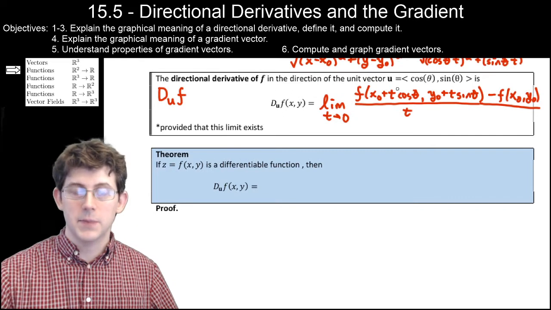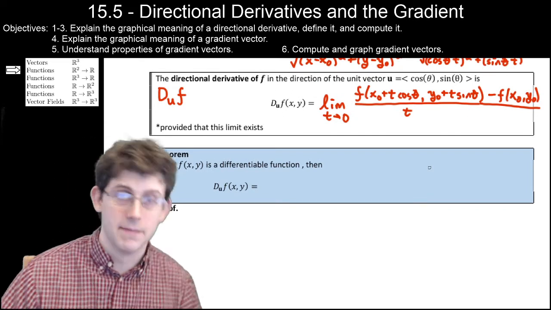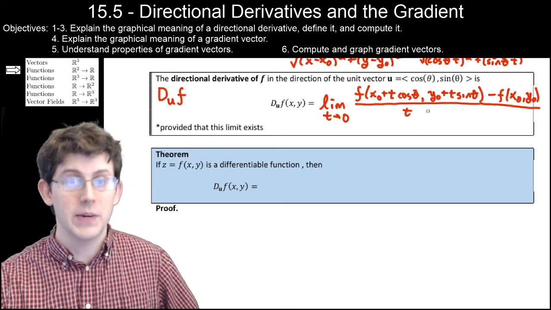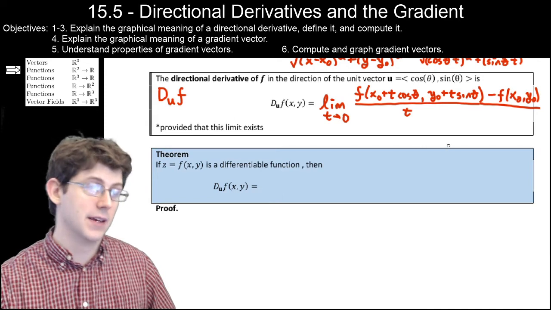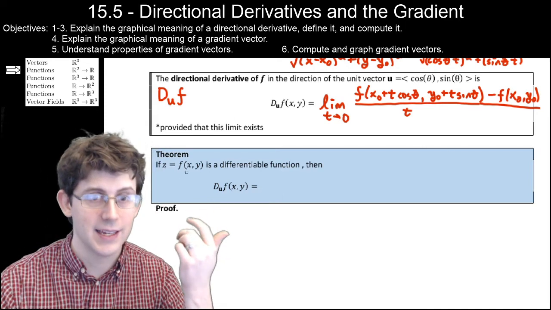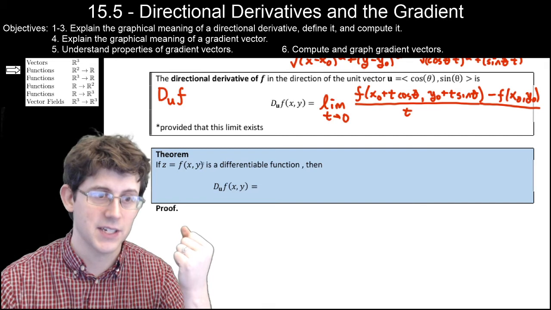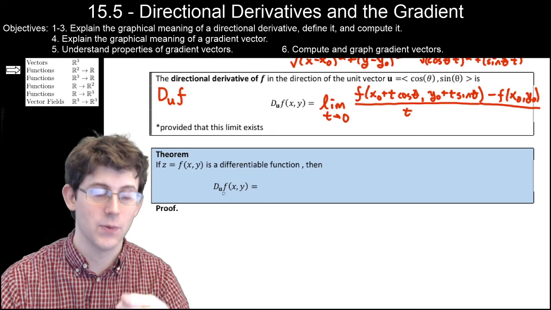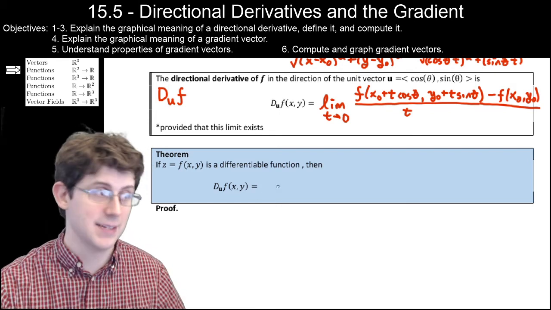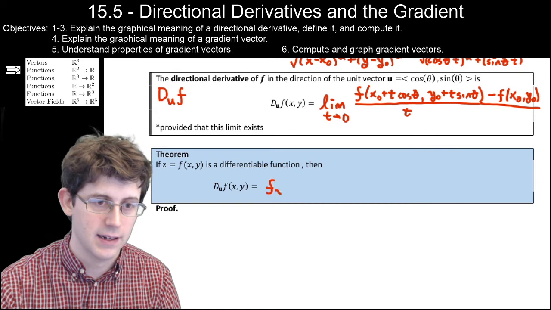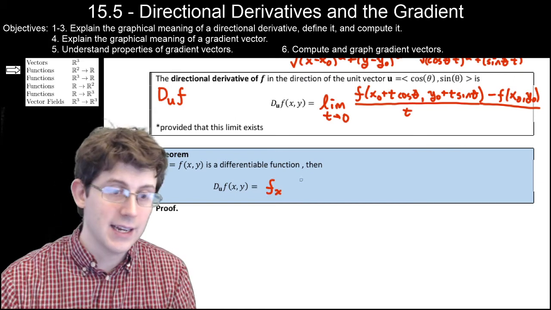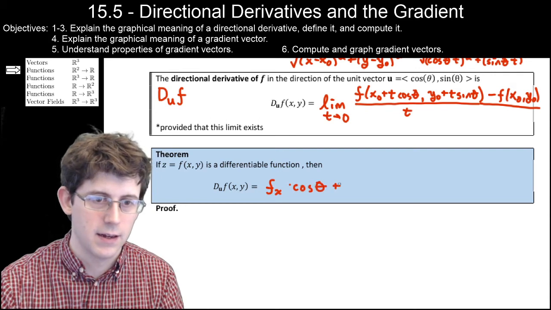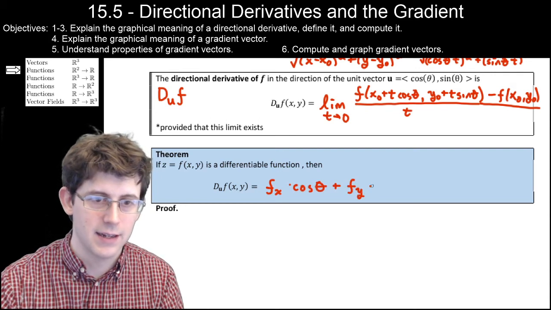Okay, this formula, not good, not fun. I don't want to deal with this formula if I can avoid it. Luckily, we can avoid this formula most of the time. As long as this function f of x, y has both partial derivatives, x and y, then it will turn out that this simplifies to f_x times cosine theta plus f_y times sine theta.